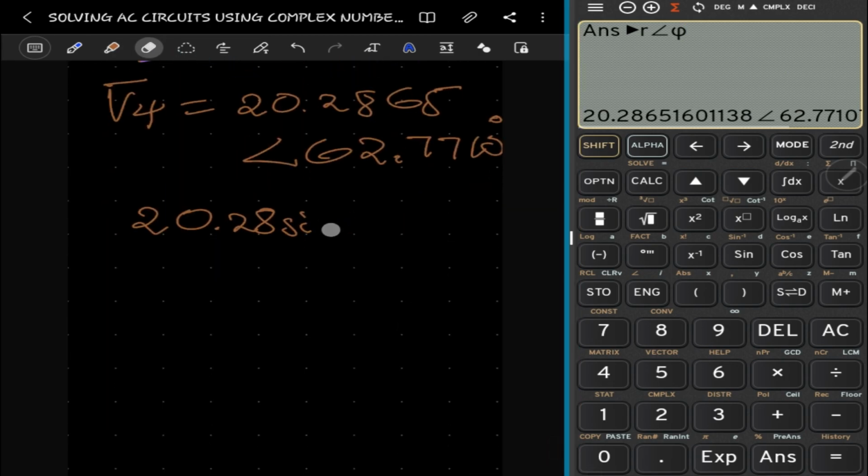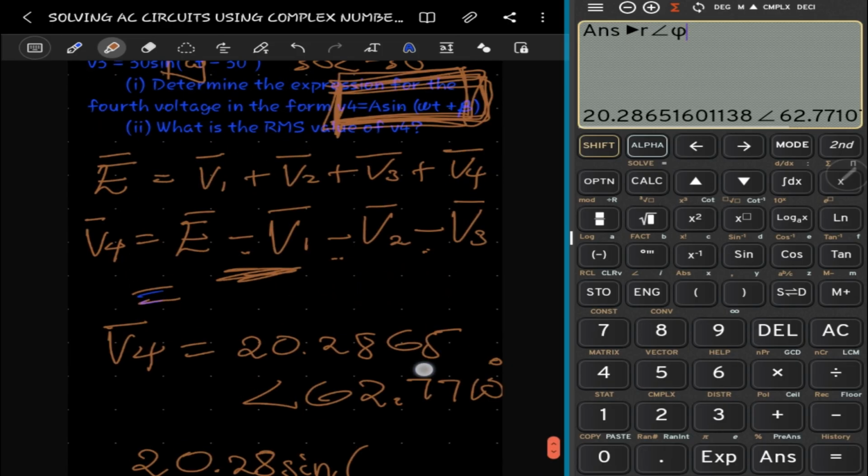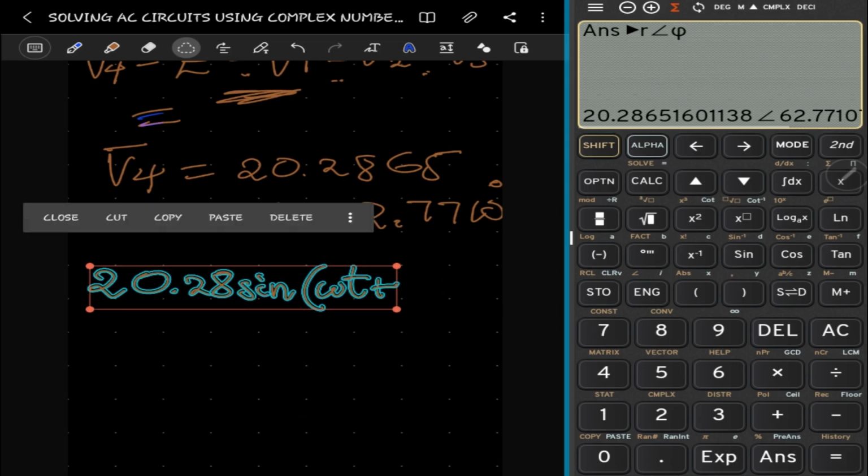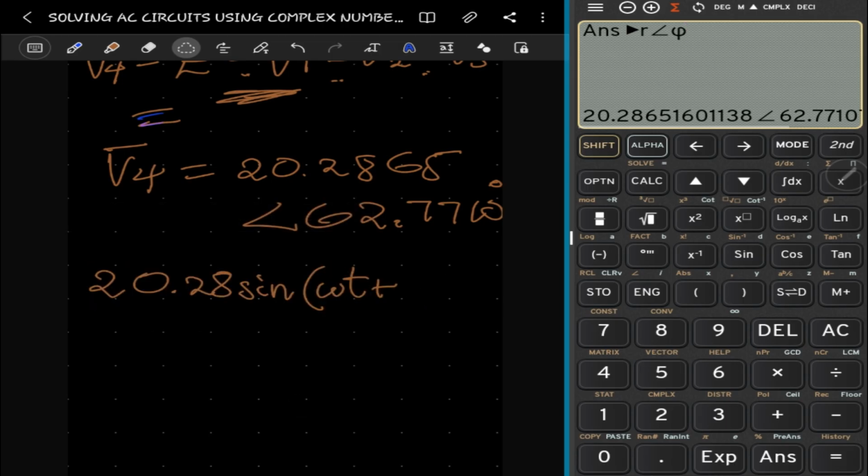So that will mean that the angular frequency here will be the same, so that will be WT, our angular frequency T, and then looking at this phase angle here, it's a plus. So plus 62.7, which is approximately 63 degrees. So this is the format that we have to do it in, and we basically have the answer for it.